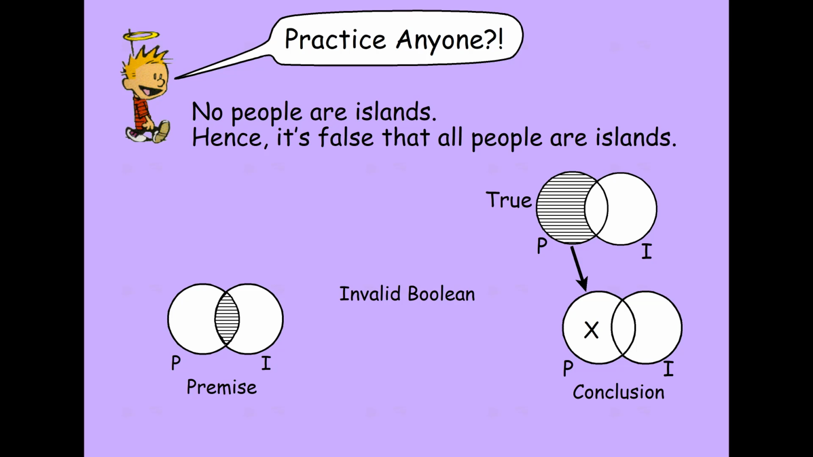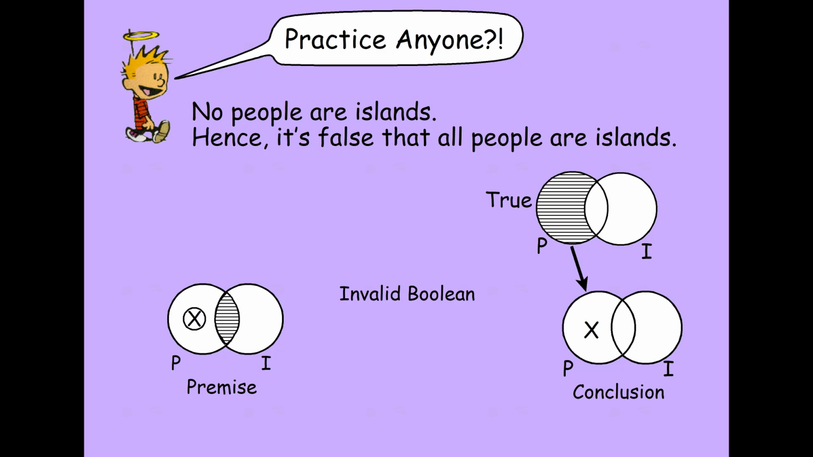So I put that X in and I circle it to remind myself I'm only entitled to that X if P is in fact a good Aristotelian category. And now I've done everything I need to do to my premise diagram. I can test again for Aristotelian validity. Now I look at my conclusion diagram.